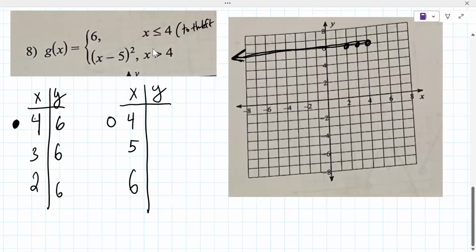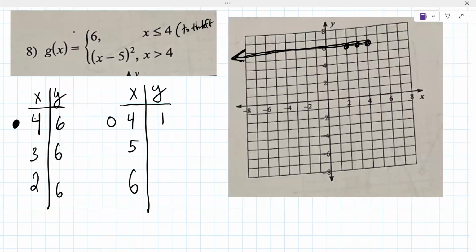Why is it an open circle? Because you can see right there, that's a greater than. Yeah, good. Okay, so I want you to put 4 into this piece and let me know the output. It's going to be a 1. Okay, it is 1. I agree.